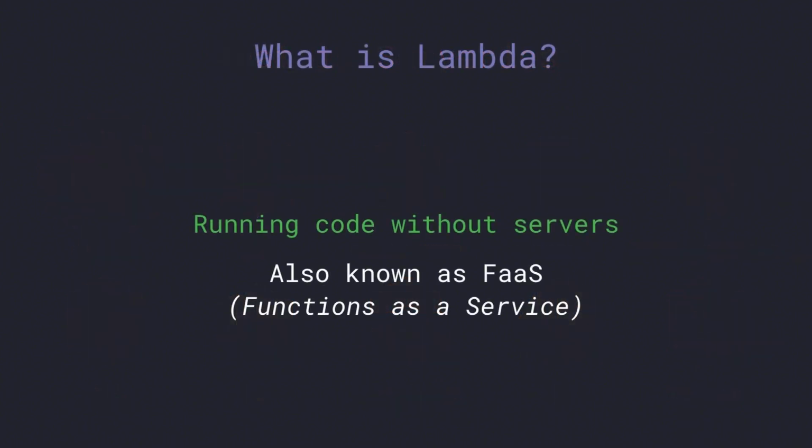So Lambda is running the code without a server or worrying about provisioning a server to run your code. It also follows the other industry buzz term, functions as a service. And it's actually not an Amazon-specific thing. Google and Microsoft on their cloud platforms also offer their own version of functions as a service. But Lambda is, I believe, the most popular one.